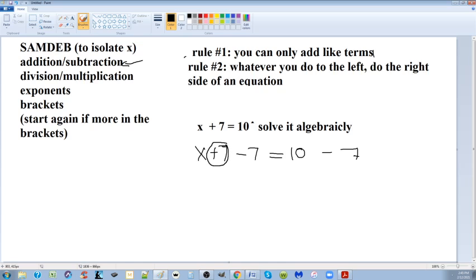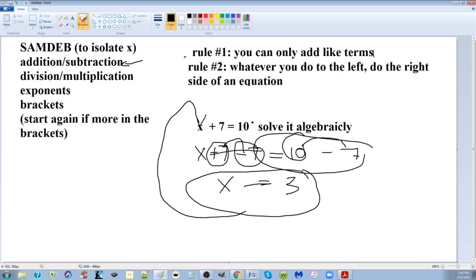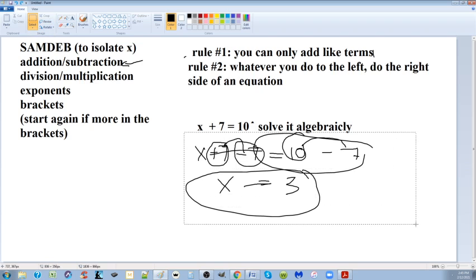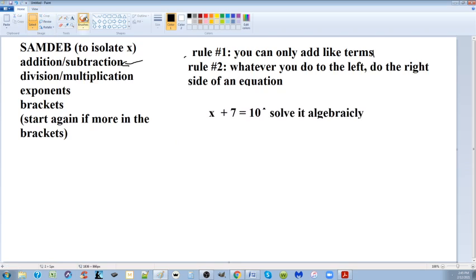So what happens when I have plus 7 minus 7? Obviously, they just disappear. What happens on this side when I take 10 minus 7, because I had to do it on the right side? 3. So it's very clear I've proven algebraically that x plus 7 equals 10 gives x equal to 3. And you're saying, well, duh, and I don't blame you. But the point is, they try to get more and more complicated.